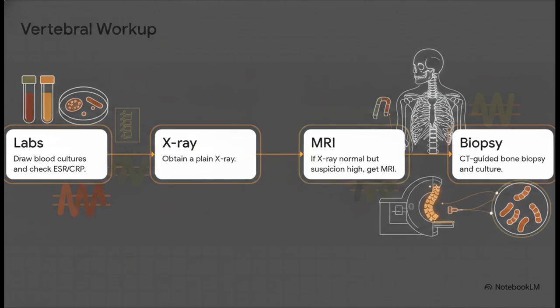Step 1, draw blood cultures and inflammatory markers. Step 2, get a plain X-ray. Step 3, if the X-ray comes back normal but you're still highly suspicious, get an MRI. And Step 4, confirm the exact bug with a CT-guided bone biopsy and culture so you can direct your IV antibiotics and definitively drain any associated abscesses.